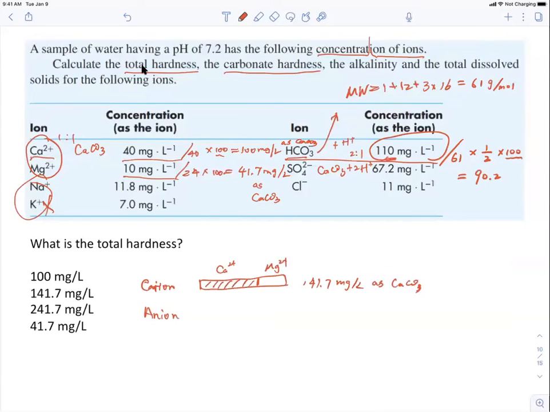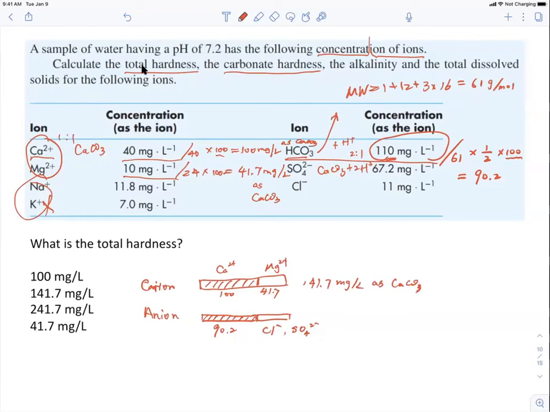Okay, so we can draw out the bar for the anion, right? So this is going to be 90.2. This is 100. This is 41.7. And then the rest of it is just the chloride ion or the sulfate ion. Okay, so this is our bar chart.